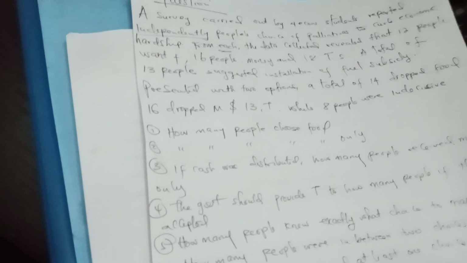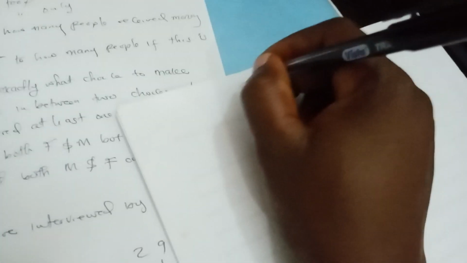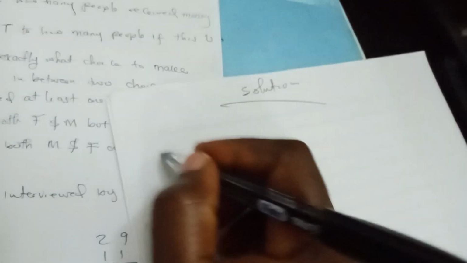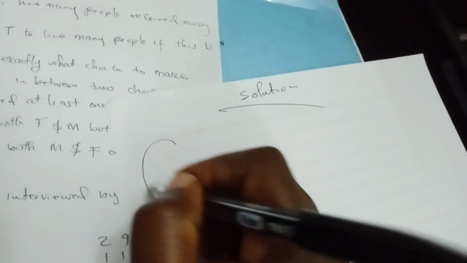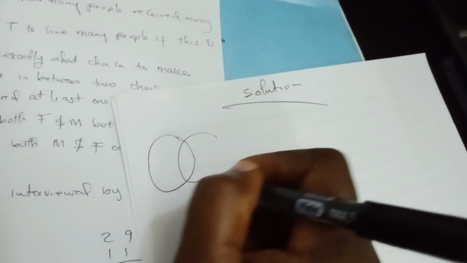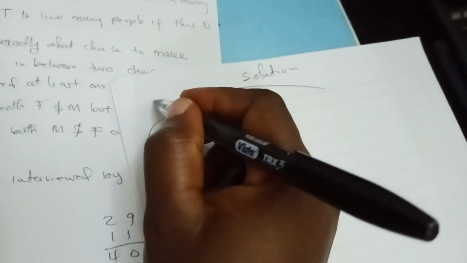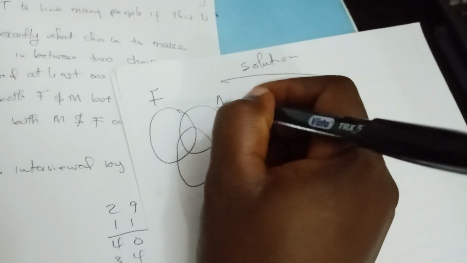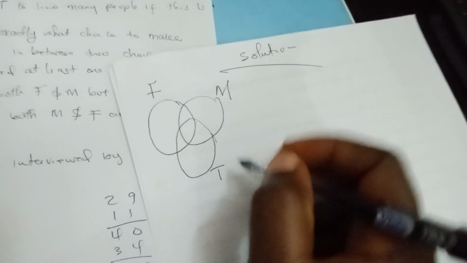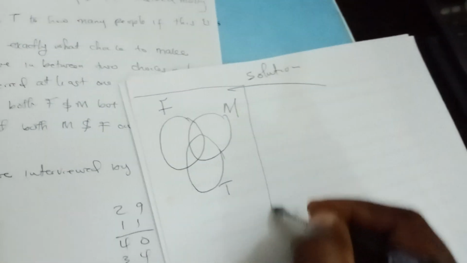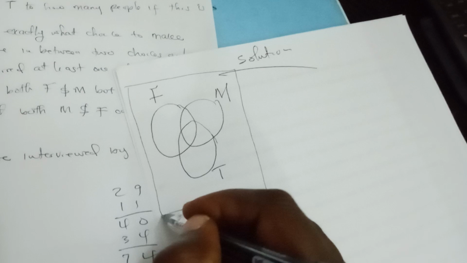So we'll just interpret the question using a Venn diagram, and then we'll use the Venn diagram to answer the 10 questions that followed. So let's do this together. Since we have three options, we are going to make use of three circles. We are told that we have the option for food, the option for money, and the option for transportation scheme. So this is what we call a Venn diagram.